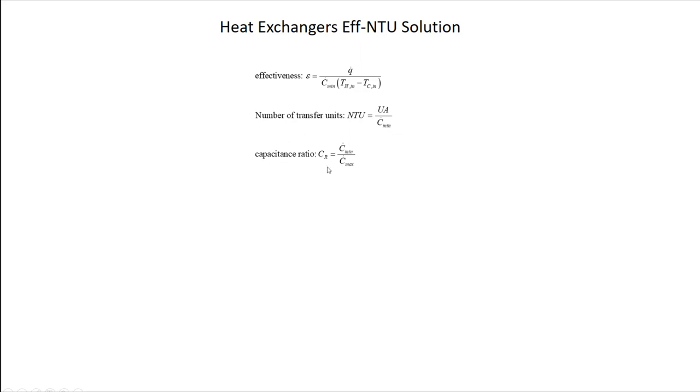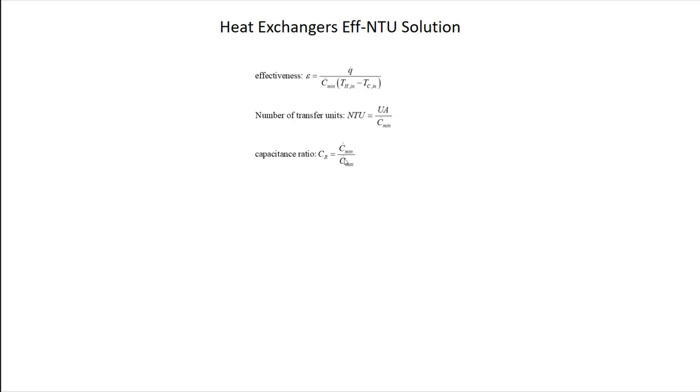And then finally, capacitance ratio is C dot min over C dot max. So capacitance ratio is a number that has to be between 0 and 1, right? Effectiveness has to be between 0 and 1. NTU can be any number greater than 0, from 0 to some huge number. Capacitance ratio has to be between 0 and 1. The capacitance ratio is really telling you how balanced the heat exchanger is, right?